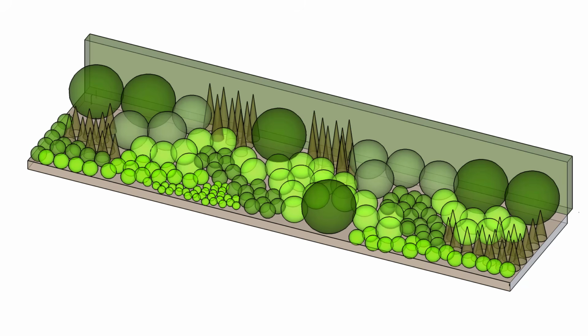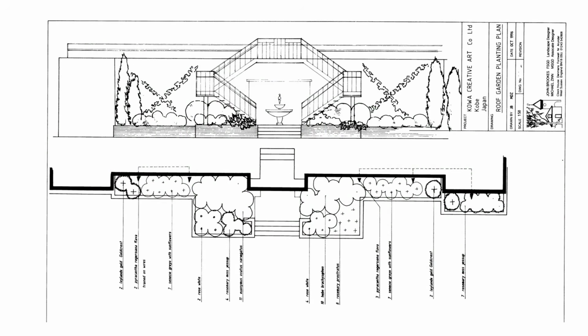Notice the plants at the back of the border, which have a small surface area but are tall, are represented by cones and not circles. This is a John Brooks design from 1996 for the Kowa Creative Arts Company in Japan. It shows an elevation and the planting plan and demonstrates how the plants could be represented to give a three-dimensional spatial impression of the site.